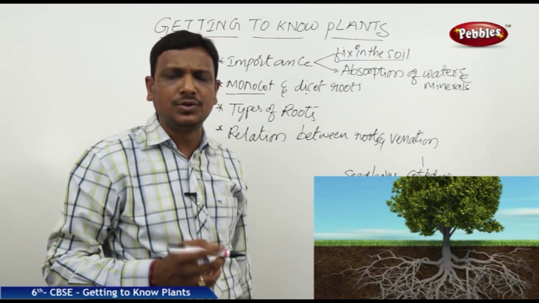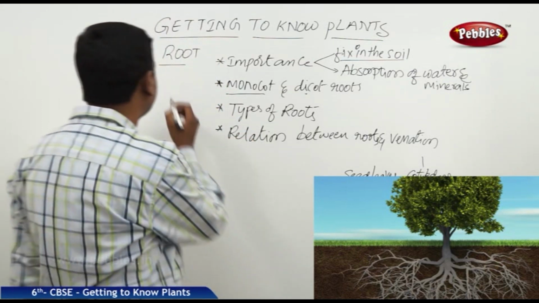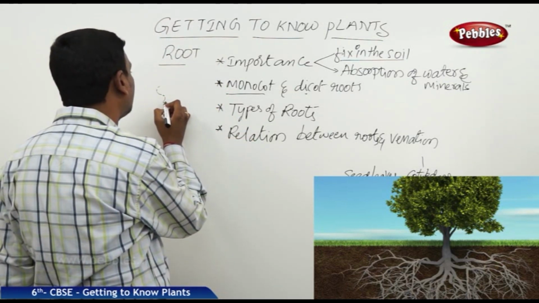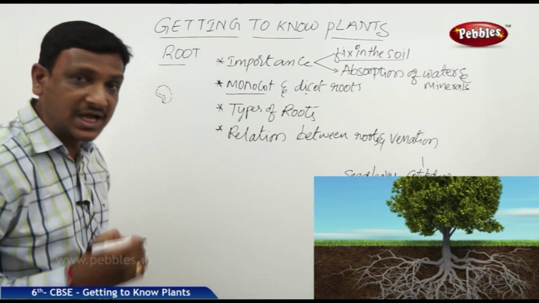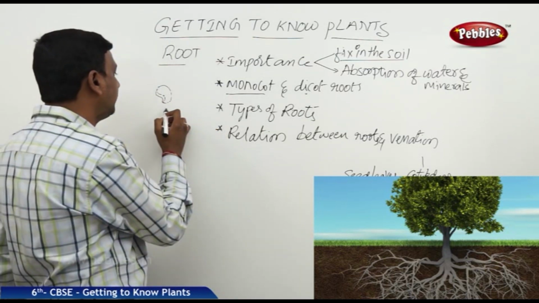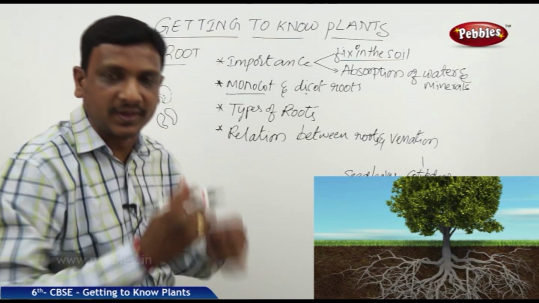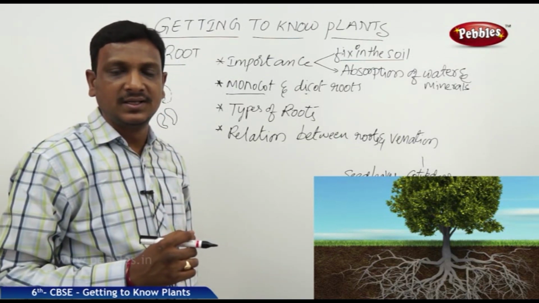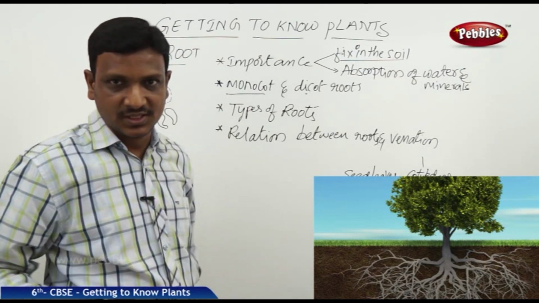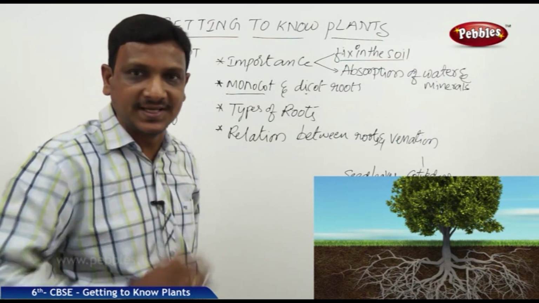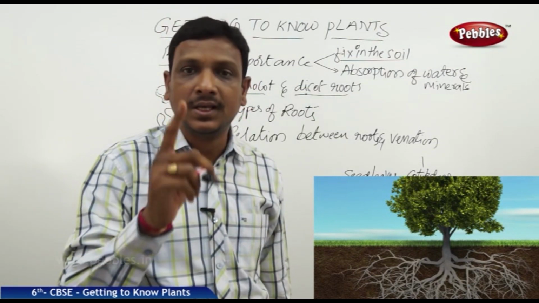So what is an example of a dicot? While eating a cashew nut, if you break open the cashew nut, you will get two cashew halves. You can break open a groundnut in the same way, and Bengal gram also in the same way. If you break open the Bengal gram seed, you will get two equal halves. Those two are the two cotyledons. So dicot means two cotyledons, monocot means one cotyledon.